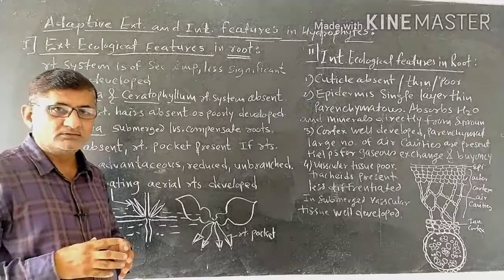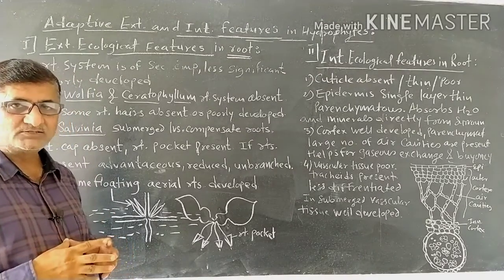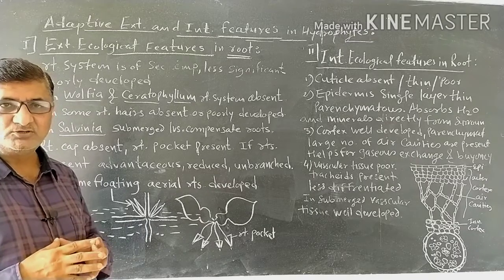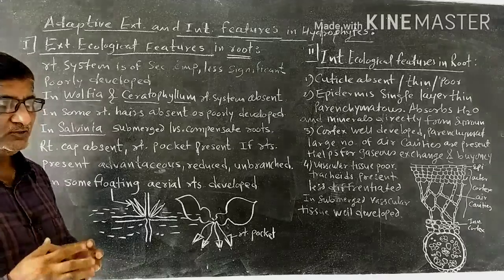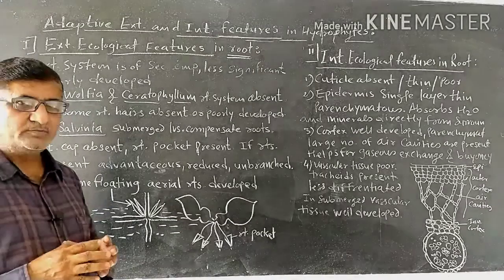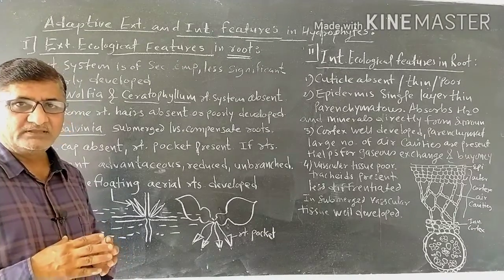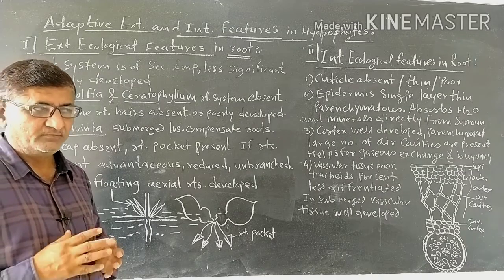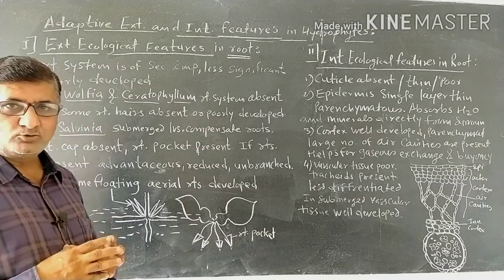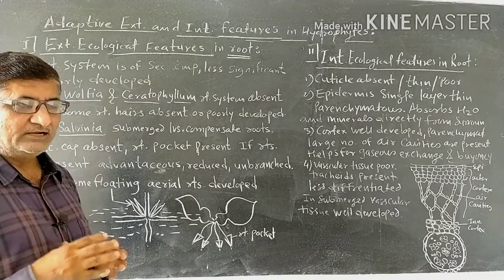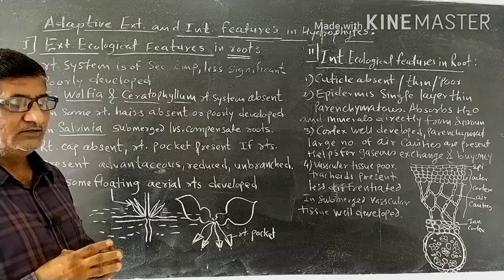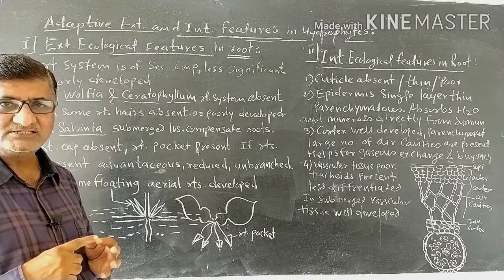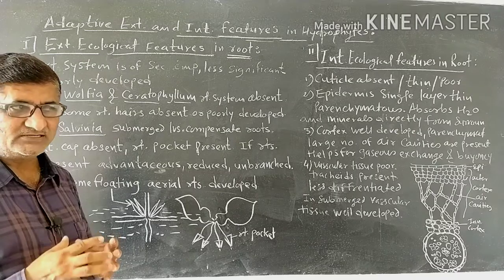Dear student, in the last video we studied the ecological classification of plants. Ecologically, on the basis of availability of water, plants are classified into different ecological groups. Mainly four ecological groups were prepared that we have already studied. These groups are hydrophytes, mesophytes, xerophytes and halophytes.